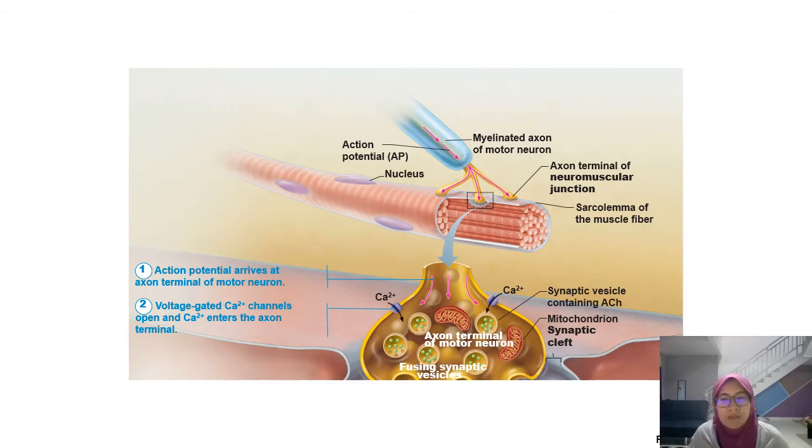Here you may see the figure. When the action potential arrives at the axon terminal, this is the axon terminal, I hope you still remember. The voltage-gated calcium ion channels open, and calcium ions enter the axon terminal.